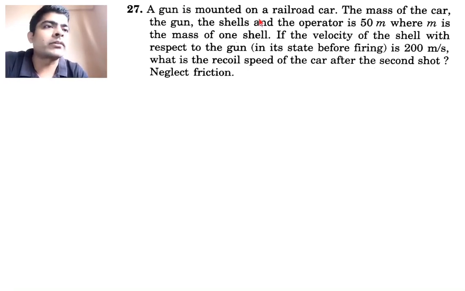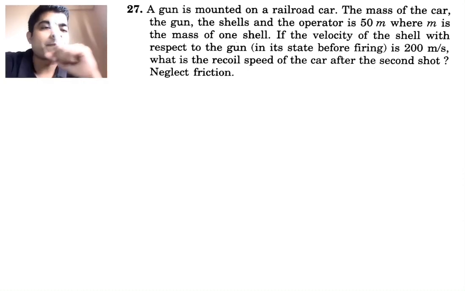A gun is mounted on a railroad car. The mass of the car, the gun and the shells, and the operator is 50 m, where m is the mass of one shell. If the velocity of the shell with respect to the gun in its state before firing is 200 meter per second, what is the recoil speed of the car after the second shot?